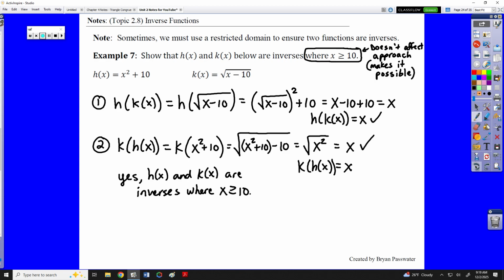And that's the part that makes my kids always get stuck on that. Well, why are we doing this domain restriction? And the reason we're doing the domain restriction is to make sure that both the function and the inverse are functions. Otherwise, we can't use function notation and we can't use composition of functions to check to see if they are inverses. Okay? All right, let's go on and do another one.